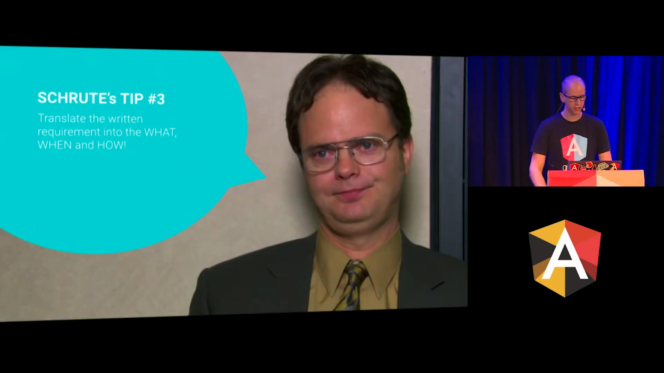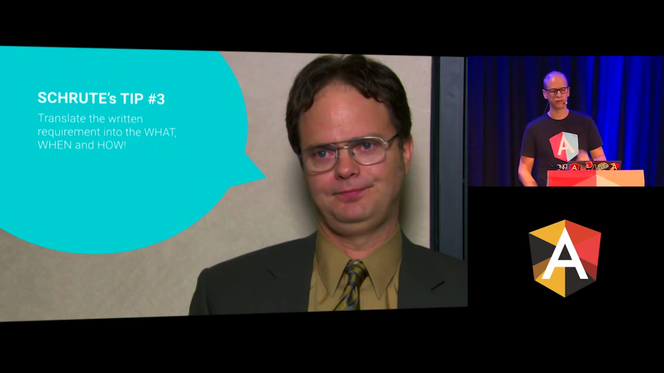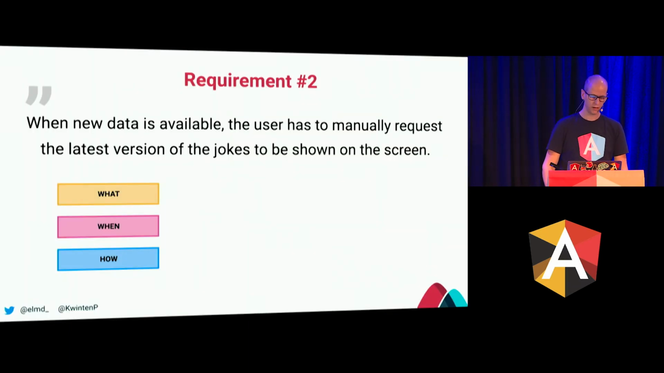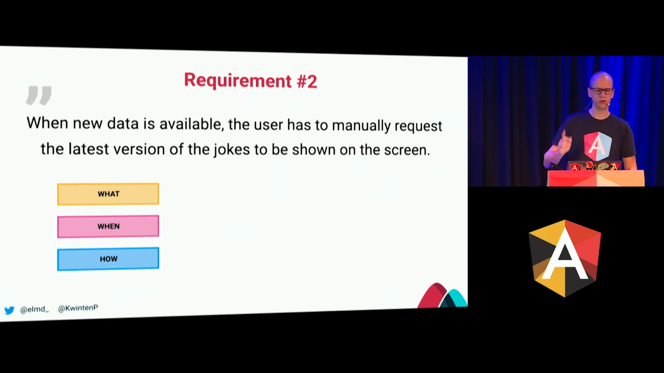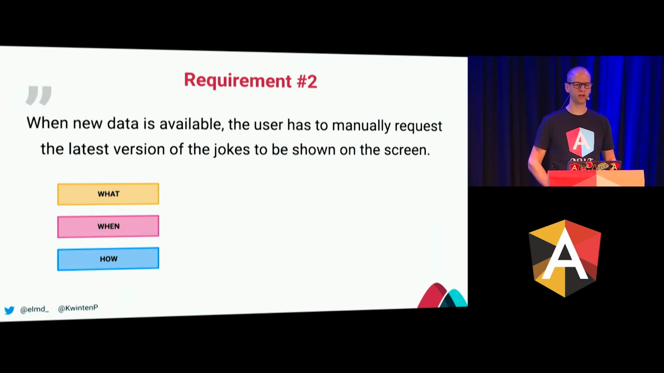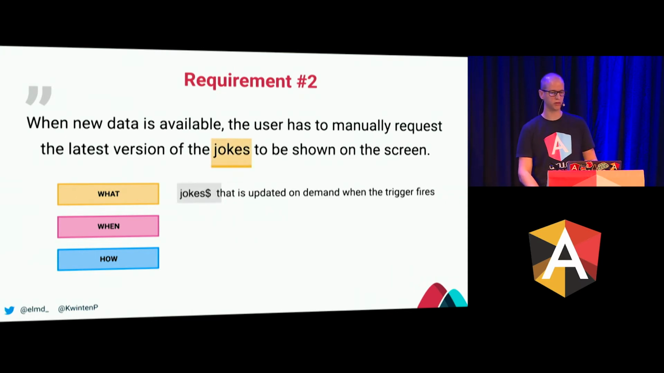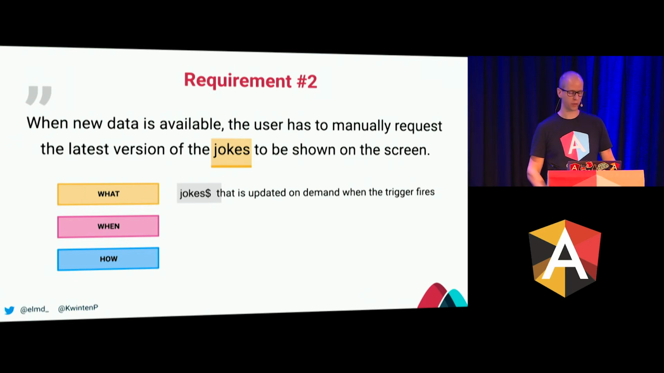So short step number 3, translate the written requirements into the what, when, and how. Because this is going to help you translate that requirement into RxJS code. So the second requirement, we only want to show the new data when the user actually requests it. So even though we have new data, we do not want to override it because people should be able to read the jokes, right? So what do we want to have? Quite easy. We want to have jokes stream on our screen, but only update it when we actually request it.